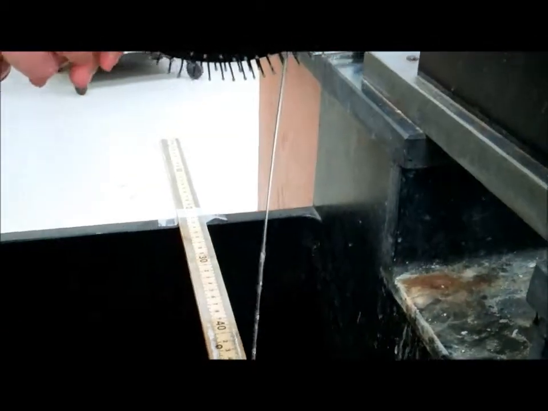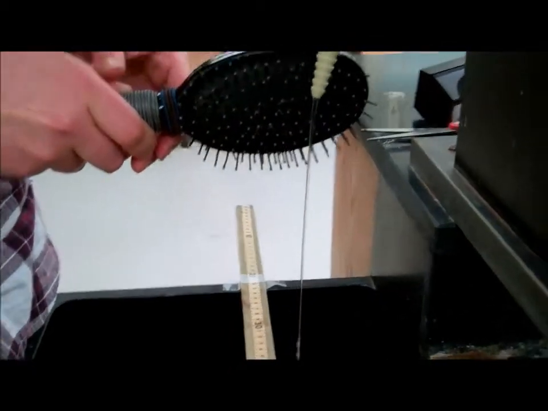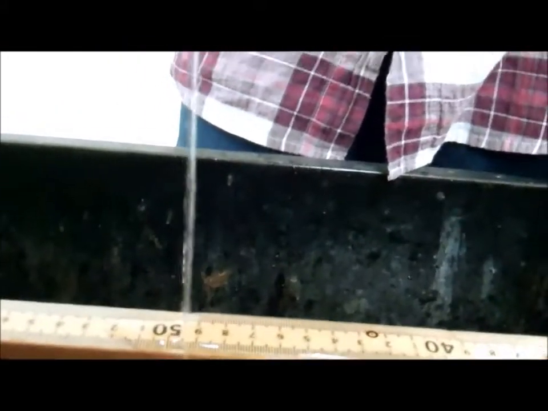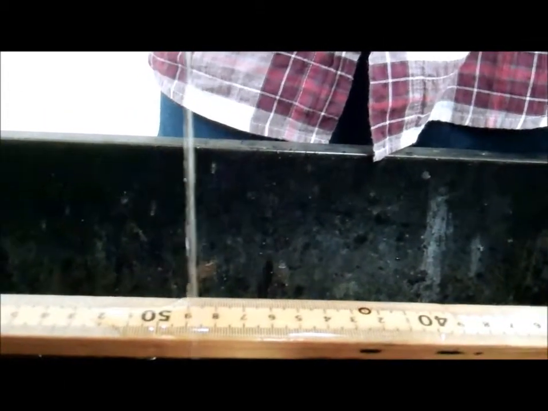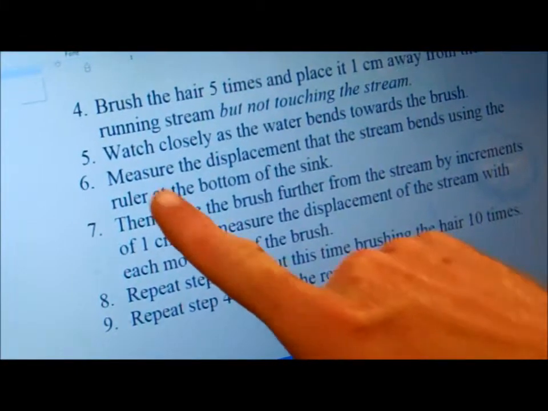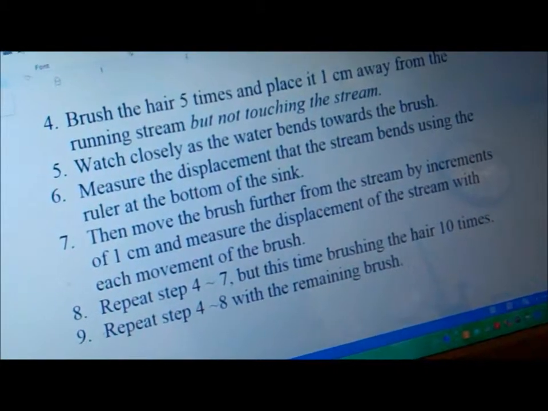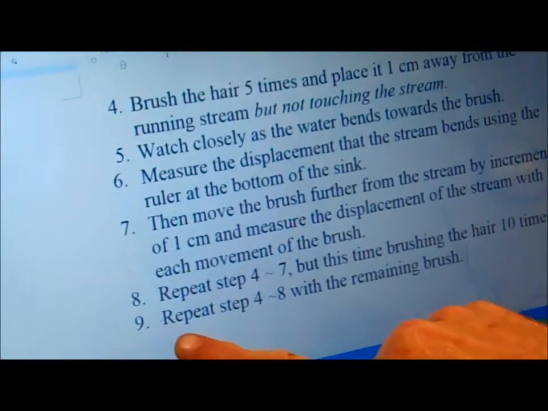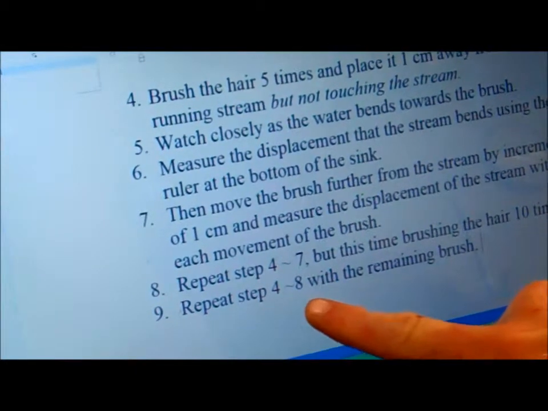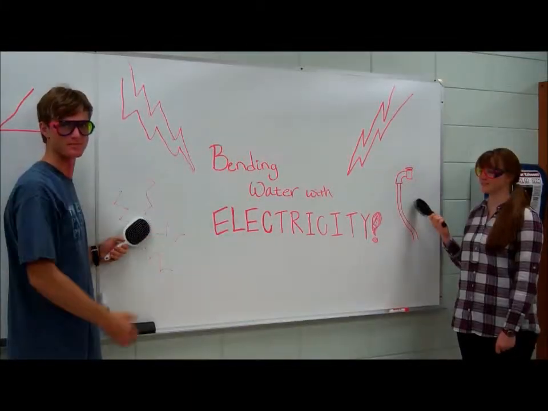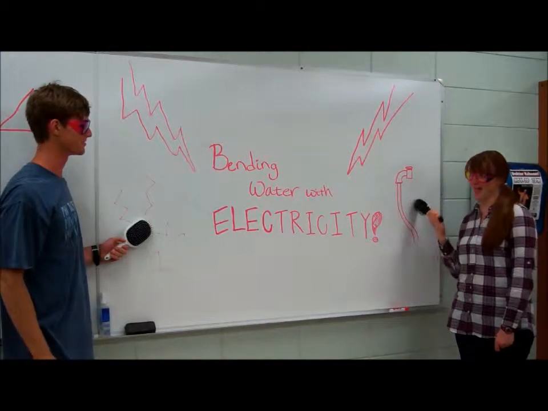Step 7. Move the brush further from the stream by increments of 1 centimeter. And now measure the displacement of the stream with each movement of the brush. Repeat steps 4 through 7, but this time brushing the hair 10 times. After that, step 9, repeat steps 4 through 8 with the last brush. Bending water with electricity. We hope you enjoy conducting the lab.